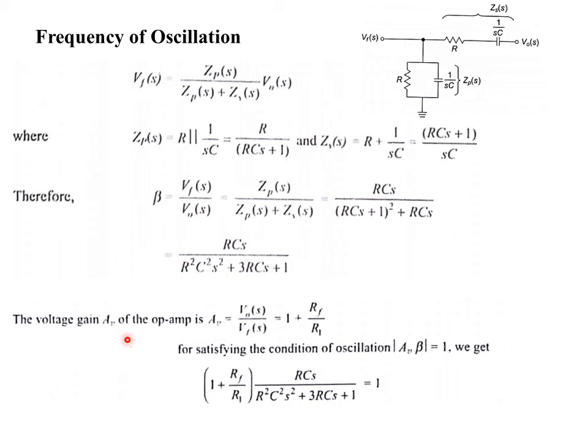Then, as I already told, the amplifier A was nothing but a non-inverting amplifier, and the gain of the non-inverting amplifier is given as A equal to V0 divided by Vi, which is given by 1 plus Rf divided by R1, right? So for satisfying the condition of oscillation, the modulus of A beta should be equal to 1. So multiply this A by this beta, and as we did in the previous case, you have to substitute S equal to j omega, bring it to the other side, and then equate the real and imaginary parts.